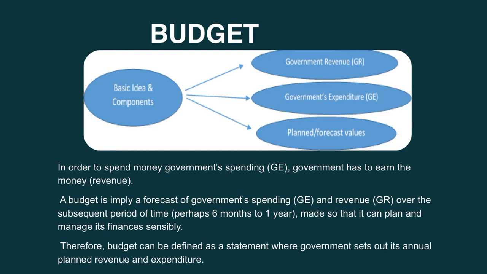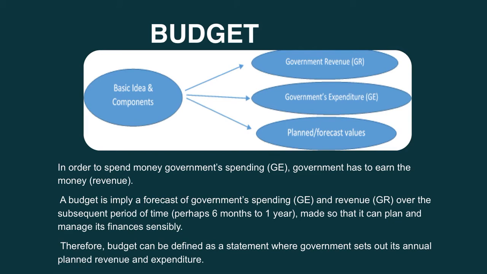A budget suggests a forecast value. So budget means it's going to be a forecast. Like you and me, we have our own budget. We will budget for the next month, or maybe on a weekly basis. Next week, I'm going to spend this much. I have this many expenses, and this much money I'm going to earn from these sources. So you will have your planning to manage your finances. Similarly, the government also has its planning to manage its finances sensibly.